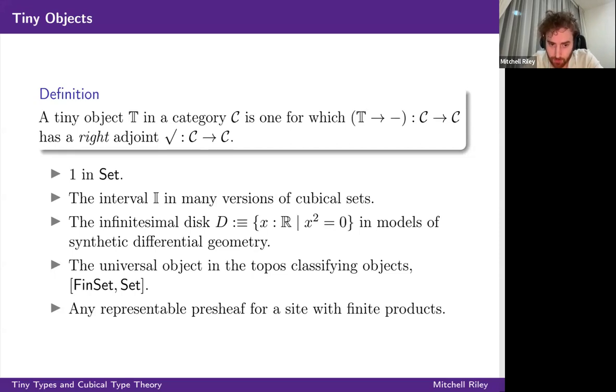Another example with a different flavor is in the topos that classifies the theory of an object. That's the functor category from finite sets to sets. That classifying topos has a universal object in it, which turns out to be just the inclusion of finite sets to sets, and that is also tiny. And a general statement, which encompasses several of the previous ones, is that if you're looking at a presheaf category, then if the site has finite products, then every representable presheaf is tiny. You can show this just by a direct calculation, like you can calculate what this right adjoint must be.